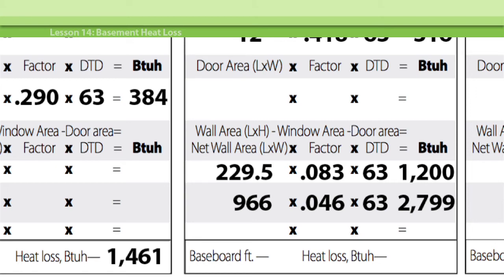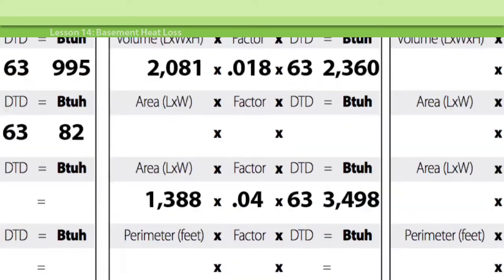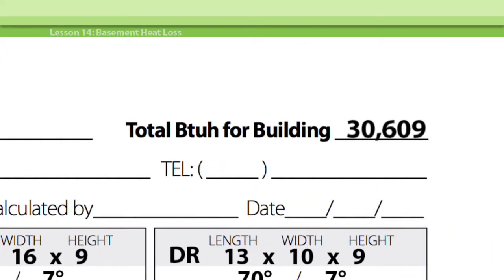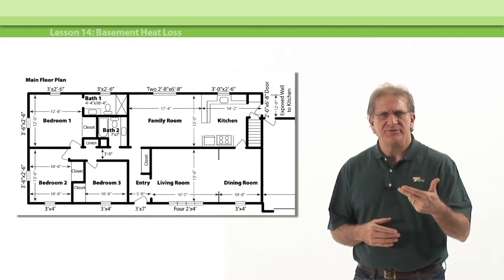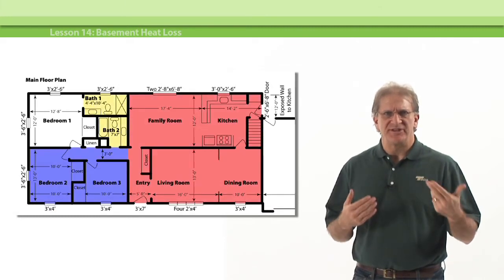Now when I total up all of the heat losses from the basement, I get a total of 10,173 BTUs per hour. If you were to add in the heat loss of the first floor, we'd have a total heating load for the house of 30,609 BTUs per hour. In your customer's home, you'd go through and follow the very same procedures for every room or space in the house.